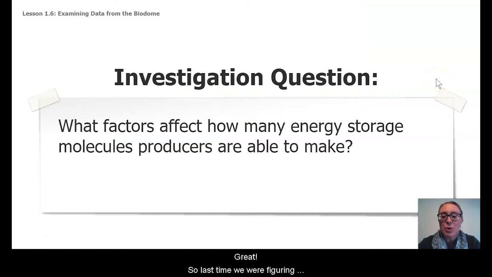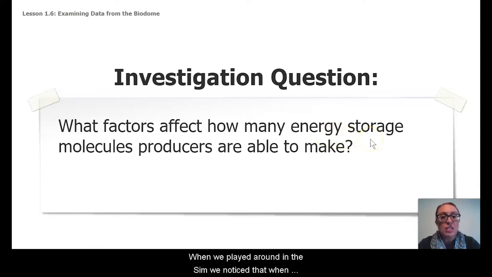Great, so last time we were figuring out this question around what factors affect how many energy storage molecules producers are able to make. And we realized that producers are the ones that really can control how many energy storage molecules are in an ecosystem, because producers are the ones making these energy storage molecules during the process of photosynthesis. And if we were going to change the output or the product of the photosynthesis chemical reaction, then I really need to consider the inputs or the reactants that go into that process. Because again, I can't make matter, I can't destroy matter in a chemical reaction. So if I'm not getting enough energy storage molecules from photosynthesis, then there must be an issue with the reactants or the inputs in that process.